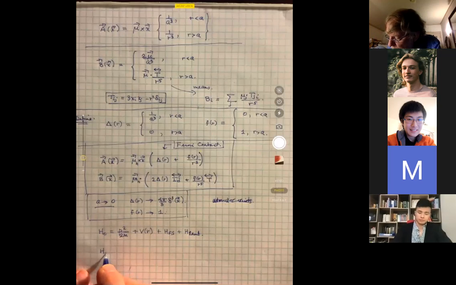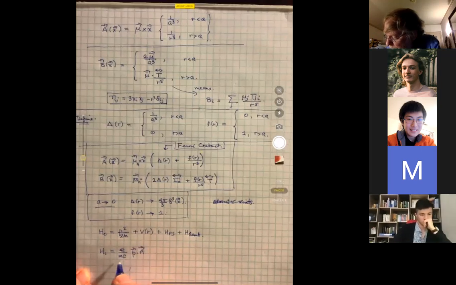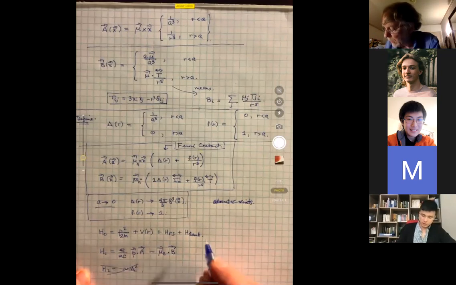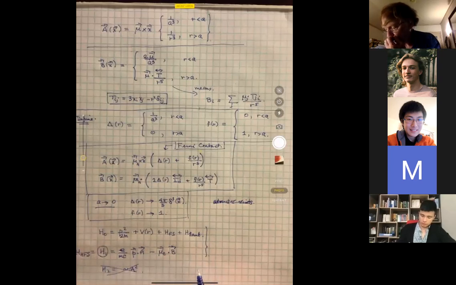The H1 is the terms that come from the interaction with the nucleus, and they're going to be e over mc times P dotted into A. That comes from the cross term in the kinetic energy, minus the electron mu dotted into the magnetic field. And there's an H2 which goes like A squared, and we're going to neglect that because it's really small. So this is the Hamiltonian we're going to use. This H1, if you like, is H hyperfine structure, H sub HFS. It's the same thing. This describes the hyperfine structure.